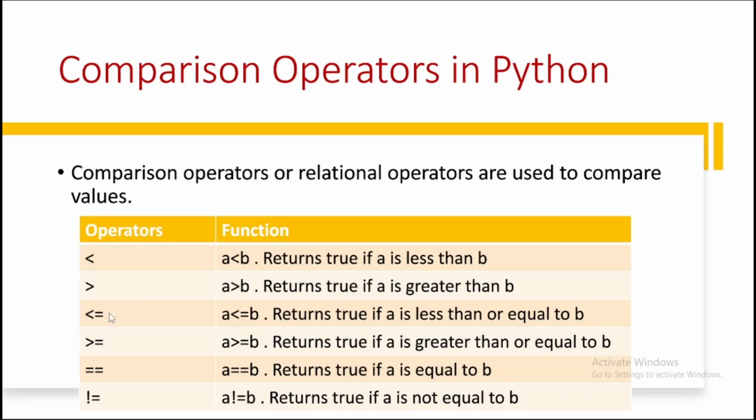Now it's less than or equal to, it gives true if the operands are less than or equal to each other. Then it is greater than or equal to, here also it compares and gives true if a is greater than or equal to b. Then comes equal to. We cannot have a single equal to because it is already used to assign variables. So we have double is equal to, it returns true if a is equal to b. And then comes is not equal to. This returns true if a is not equal to b.